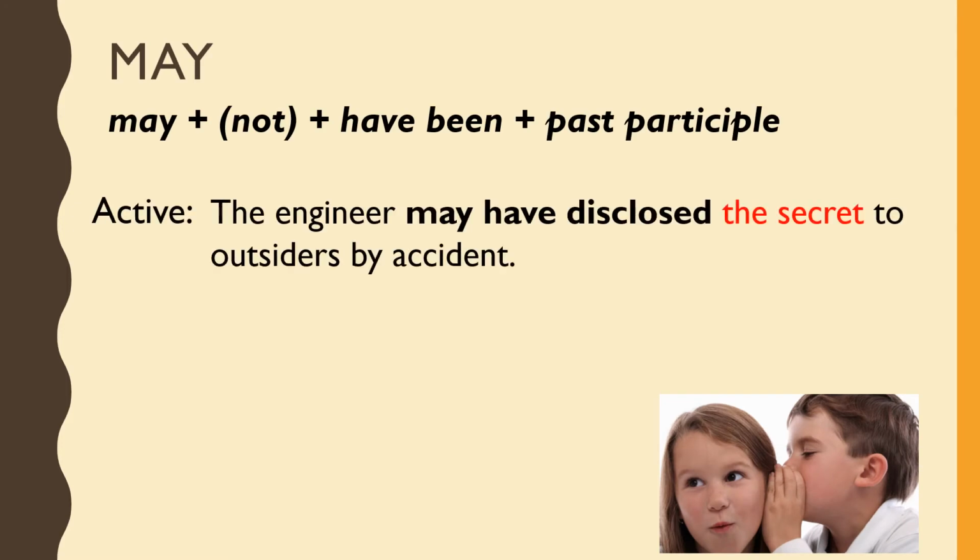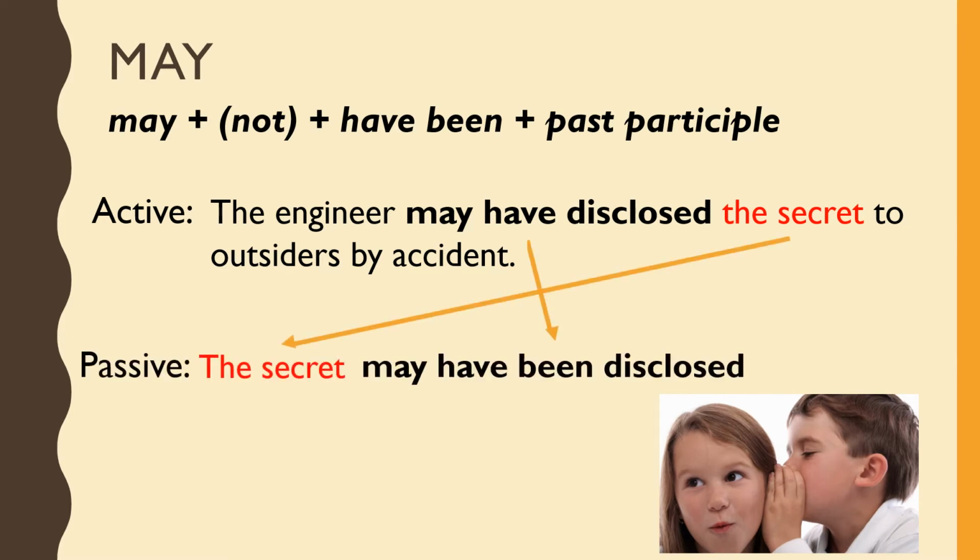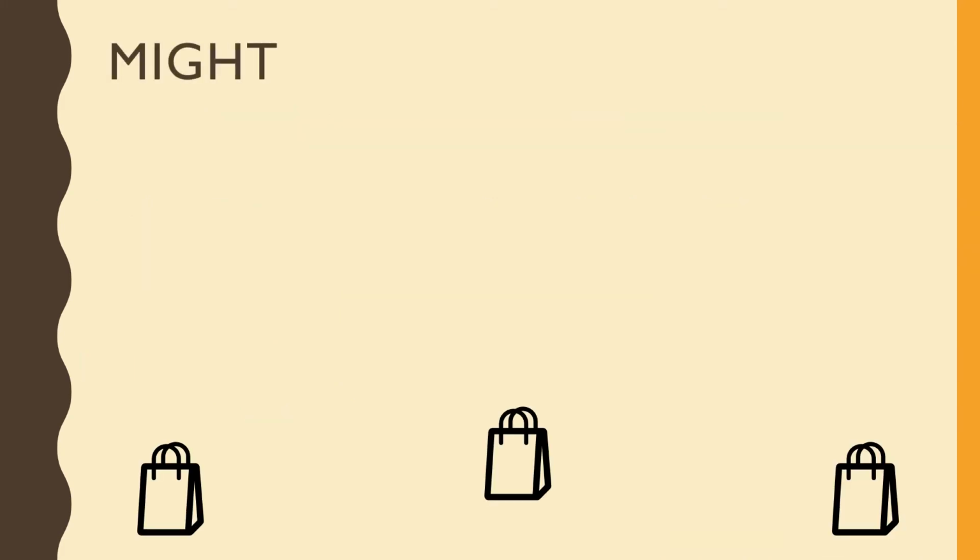One more example. In an active sentence, the engineer may have disclosed the secret to outsiders by accident. If we change this sentence to a passive one, then it will be the secret may have been disclosed to outsiders by accident. If we use might, the past form of may, that means it's possible.